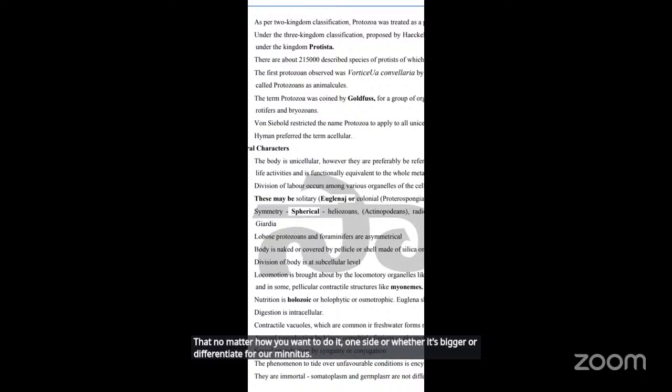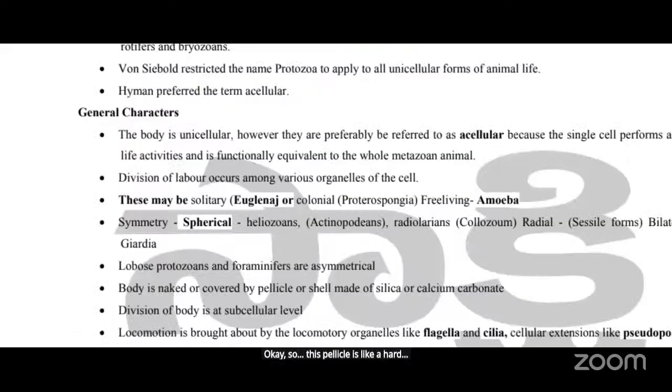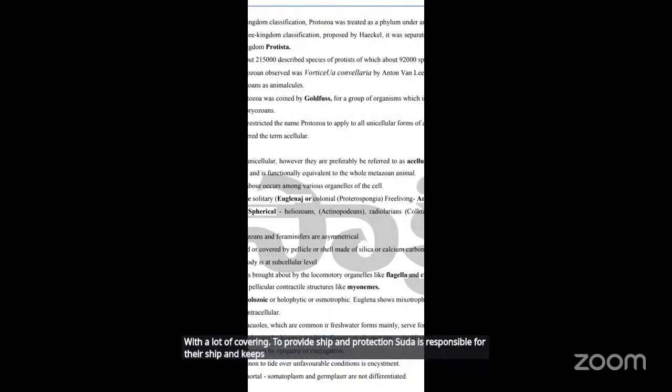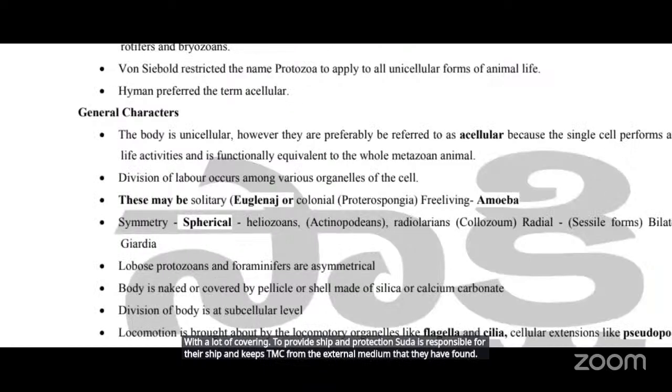The next point. The body is naked or covered by a pellicle or shell made of silica or calcium carbonate. Okay, so this pellicle is like a hard covering around the outer membranes, to put it like that. It's flexible, but it's an outer covering to provide shape and protection. So that is what is responsible for their shape, and it keeps them safe from the external medium in which they are found. It's usually made out of silica or calcium carbonate.